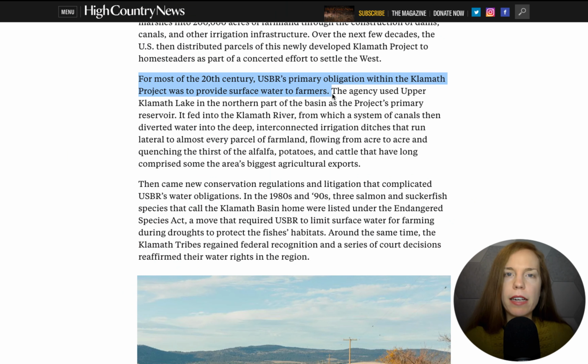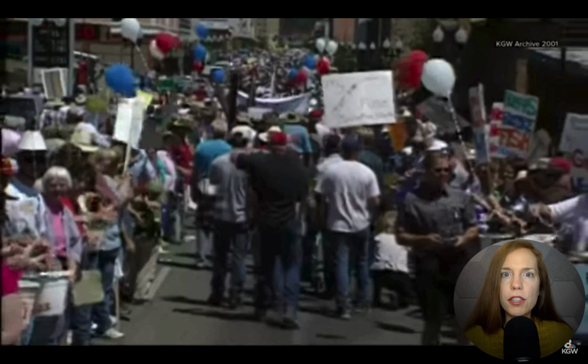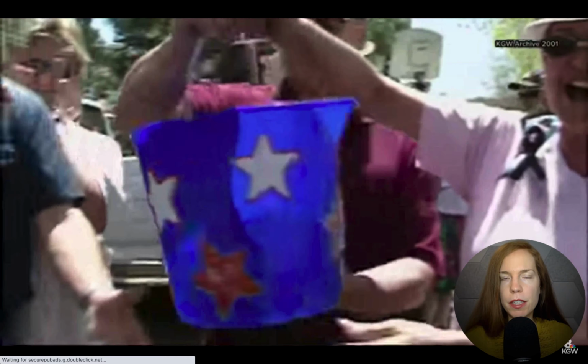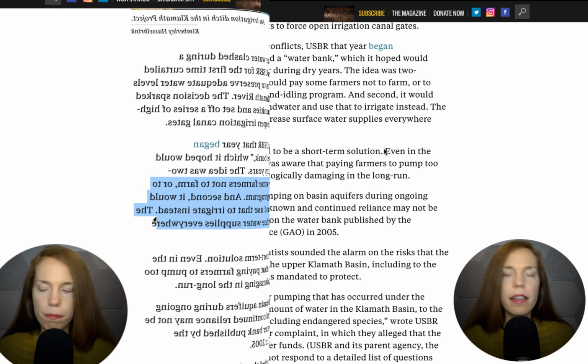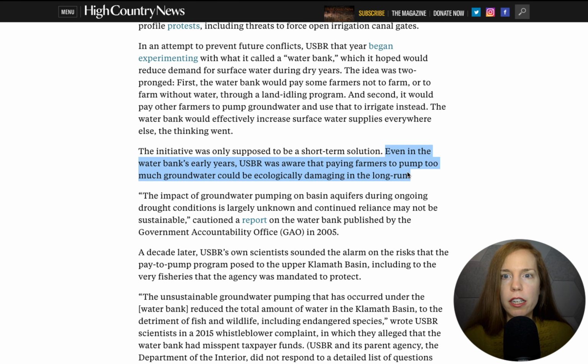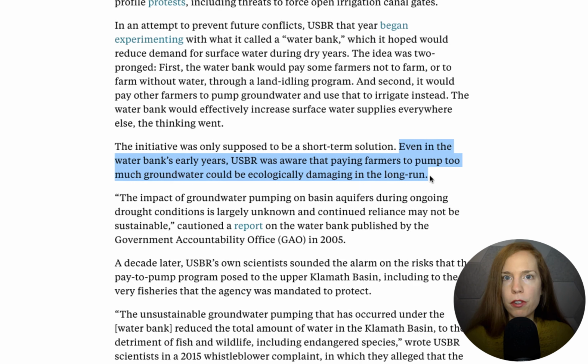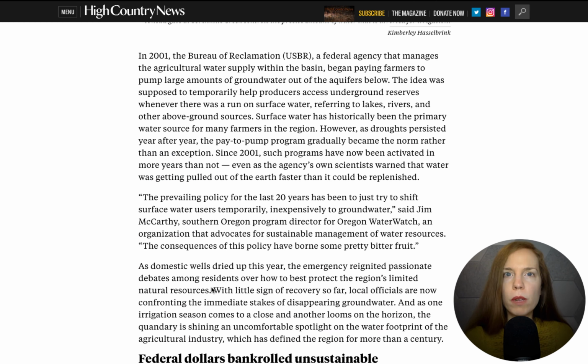Historically, the Bureau had relied on surface water to provide irrigation water to farmers in the region. But in 2001, the combination of a severe drought and new regulations meant there was no surface water available for irrigation. To head off conflict, the Bureau turned to the idea of water banking, where it would pay some farmers not to farm and others to pump large amounts of groundwater. This again was supposed to be a short-term solution. Everyone knew that long-term pumping of groundwater was unsustainable. But one dry year turned into another, and now 20 years later, in the face of another severe drought, groundwater tables have fallen.